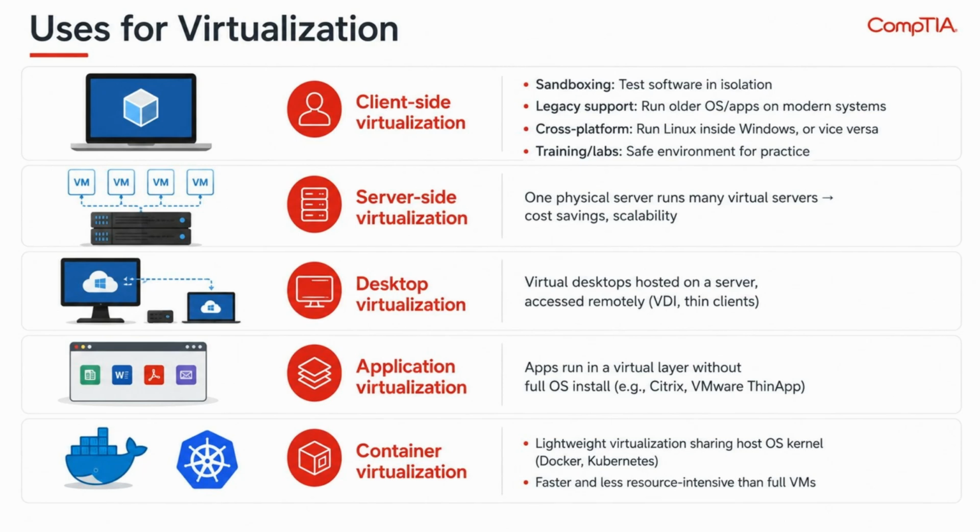Server-side virtualization lets one physical server run many virtual servers, for cost savings and scalability. Desktop virtualization hosts virtual desktops on a server, accessed remotely through VDI or thin clients. Application virtualization runs apps in a virtual layer without a full OS install. And container virtualization is lightweight, sharing the host OS kernel.